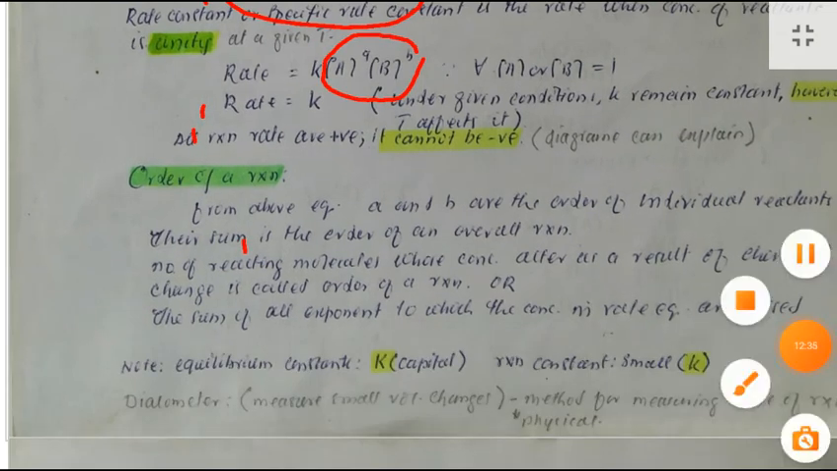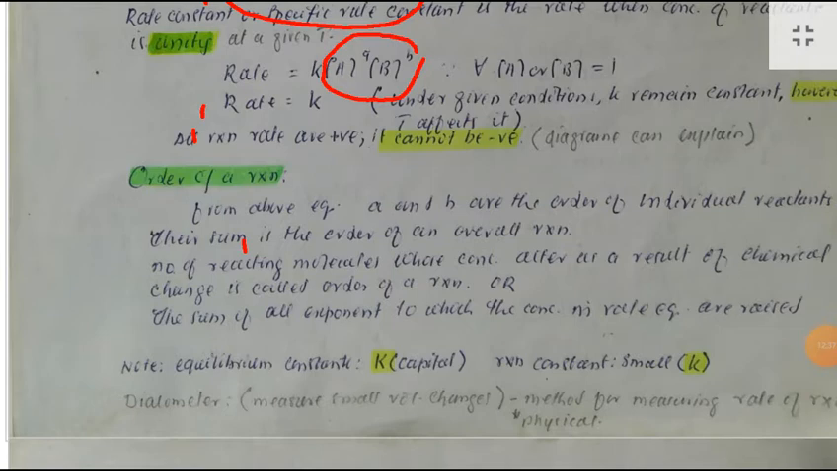Just focus on this statement. For the above equation, a and b are the orders of individual reactants. Their sum is the order of the overall reaction. In other words, the number of reacting molecules whose concentration alters as a result of a chemical change is called order of reaction, or we can also define it as the sum of all the exponents to which the concentrations in the rate equation are raised is said to be the order of a chemical reaction.